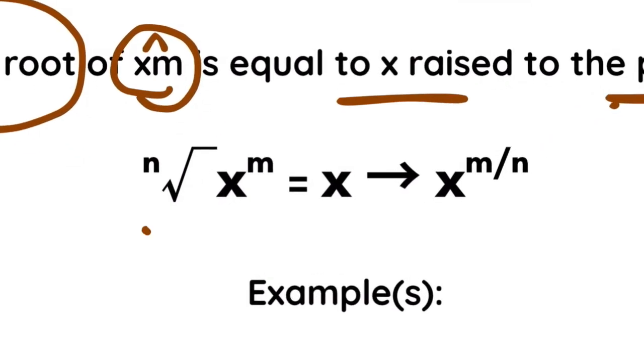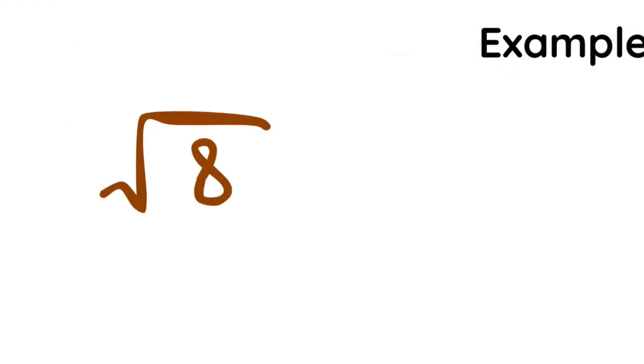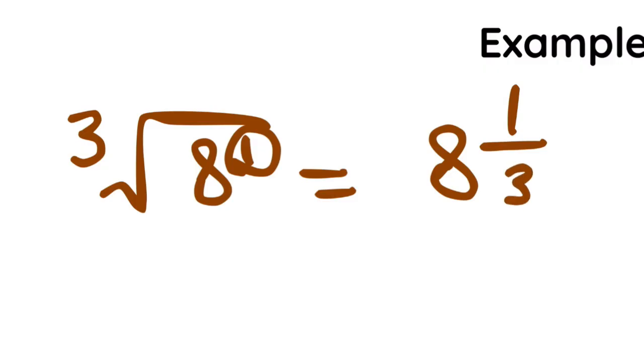So here we have the formula. The nth root of x to the power of m is equal to x to the power of m divided by n. So, for example, I have the third root of 8. This is the same as 8 to the power of 1 divided by 3. Okay, so this is the whole operation.